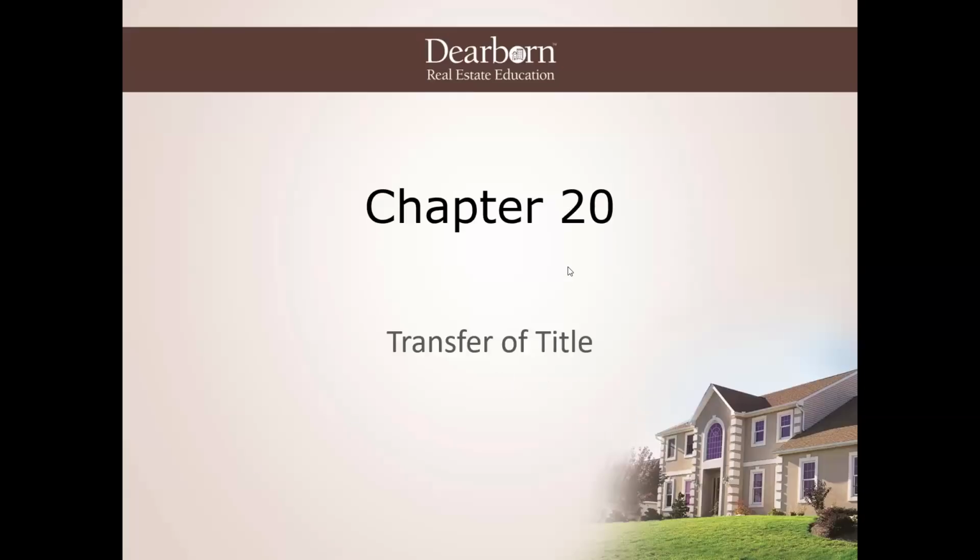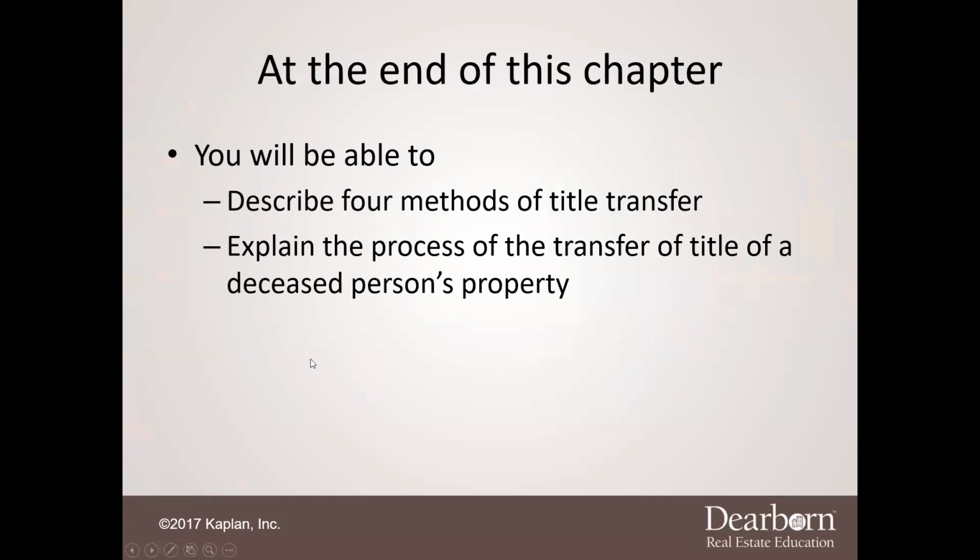So chapter 20 covers transfer of title, title meaning ownership. And how is that done? Well, in this chapter, we're going to describe the four methods of title transfer and explain the process of transfer of title of a deceased person's property.